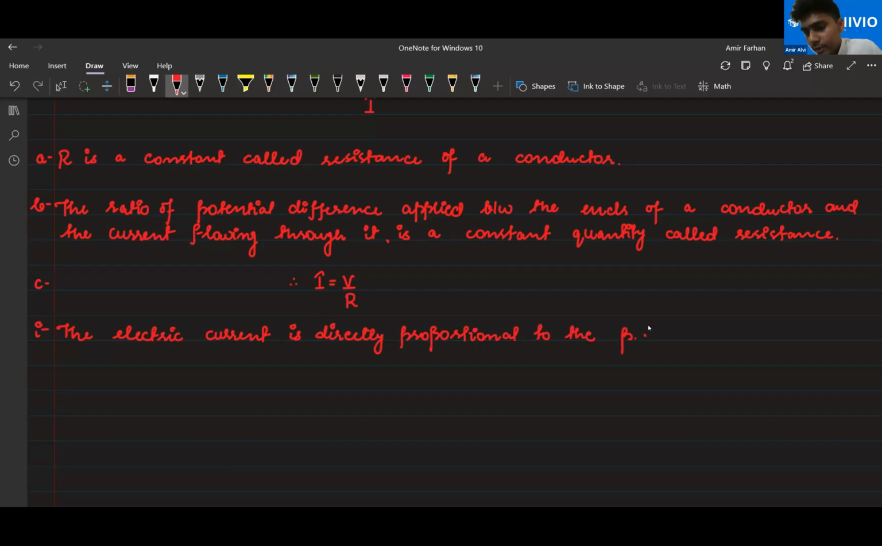The potential difference. I'm writing in short form, that is PD. Okay, potential difference. Clear, everyone? Next one.